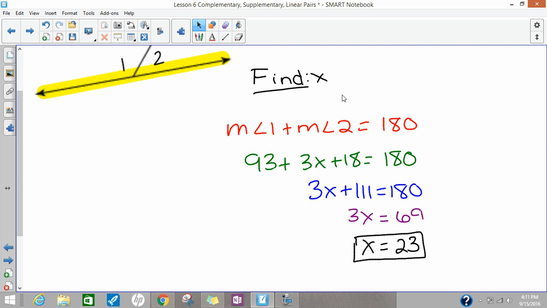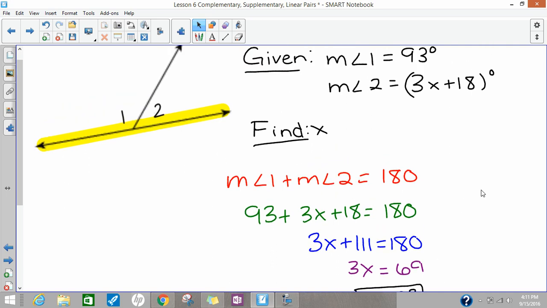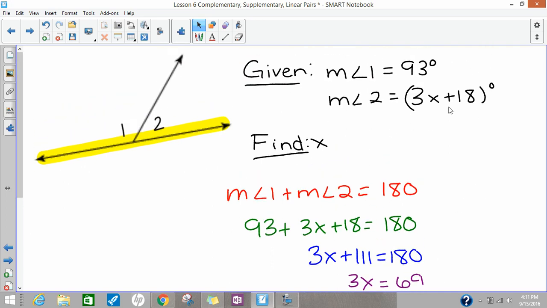And so I asked you for x in the last two, and of course sometimes I like to ask you to tell me how big each angle is. So I could plug x back in for angle 2, and whatever I get for the measure of angle 2, when I add it to 93, it should add up to 180 degrees.